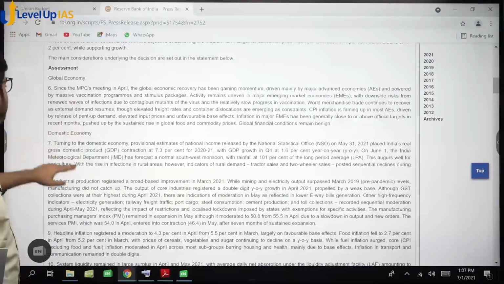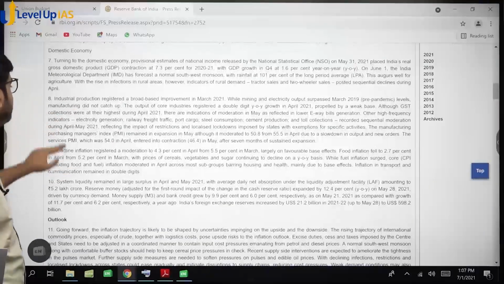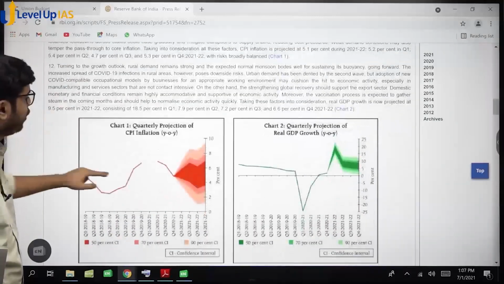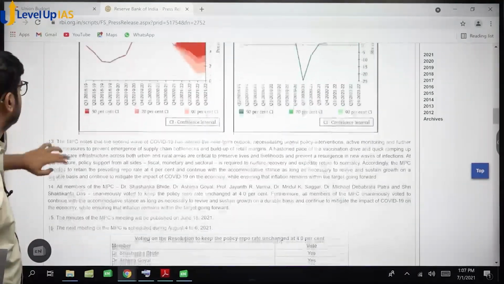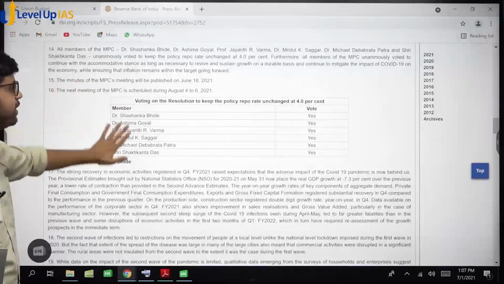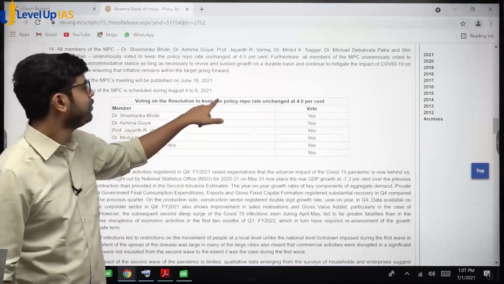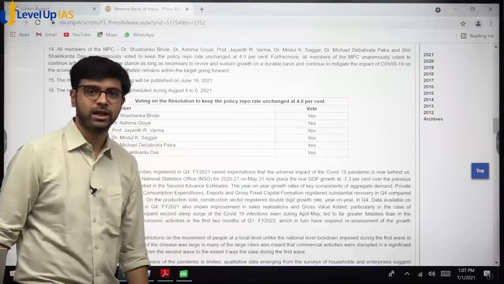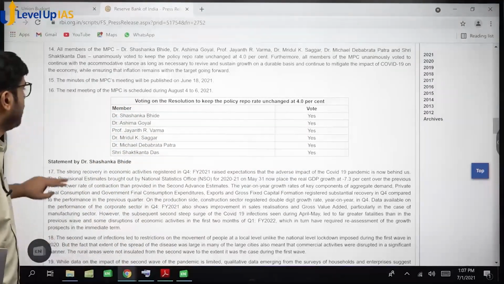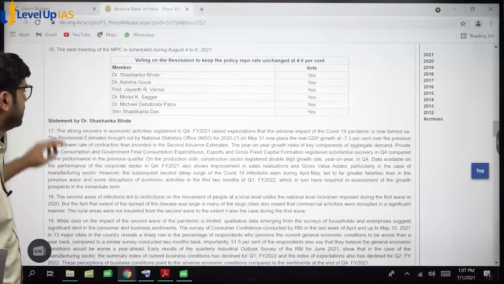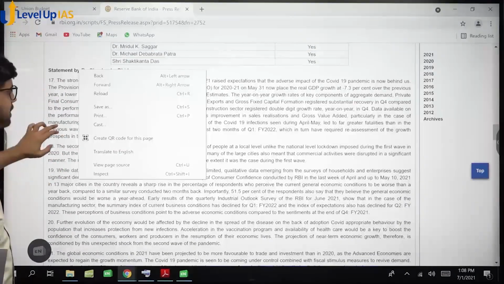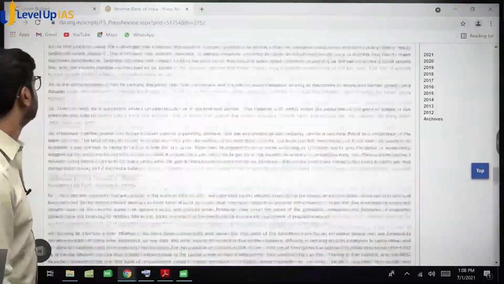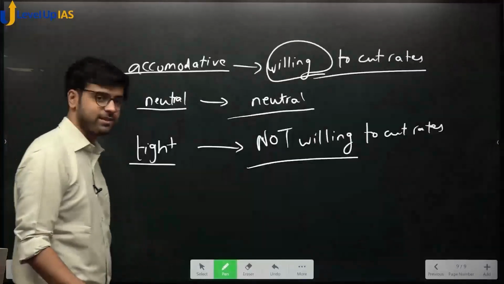They saw the global economy, the domestic economy, industrial production, headline inflation, liquidity, the outlook. This was the trajectory of inflation. They saw all these analyses, so we don't need to get into that. See this, these were the votes. Voting on the resolution to keep the policy repo rate unchanged at 4%. Yes, yes, yes, yes, yes. Everyone took a unanimous vote. Okay? These were the 6 members. 1, 2, 3, 4, 5, 6. And then these are statements, justifications of what happened, how, why, when, right? All of these things. Did you understand this?